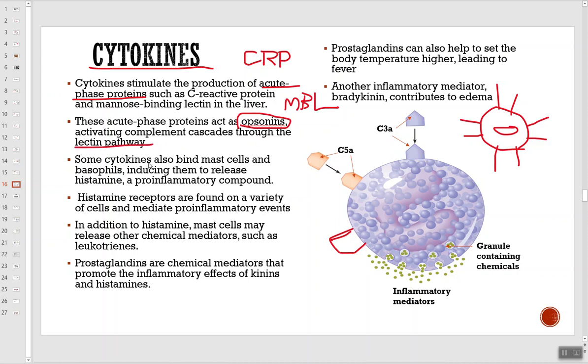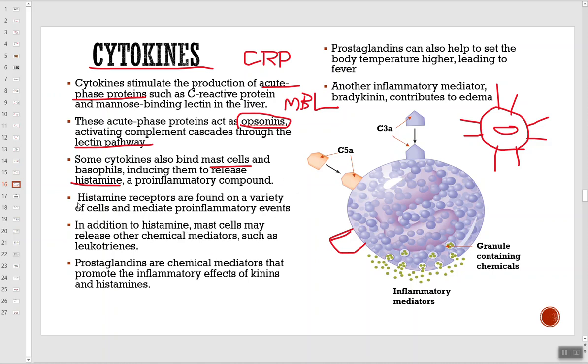Some cytokines are going to bind to mast cells. This is a mast cell. Mast cells contain histamine, and histamine is pro-inflammatory. That's why people take antihistamines when they have allergies, because it's just an inappropriate immune response.